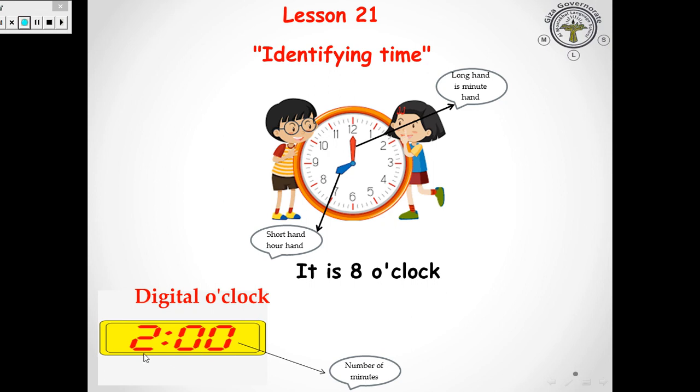And 2 means the hour. So we say it's 2 o'clock.